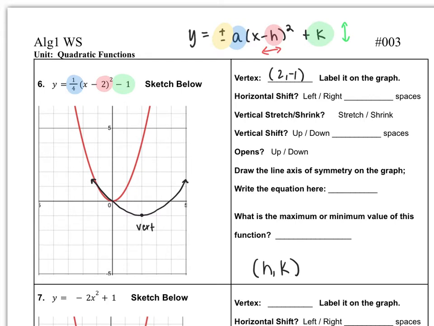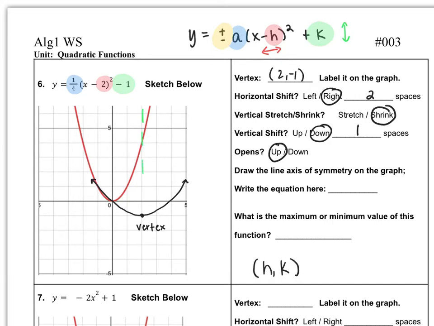It asks for a label on the graph. That's my vertex. It was a horizontal shift to the right 2 spaces. It was a vertical shrink, so shrink is going to be wider, where stretch is going to be narrower. It was a vertical shift down 1 space. It still opens upward.